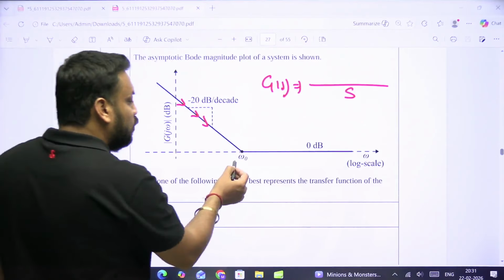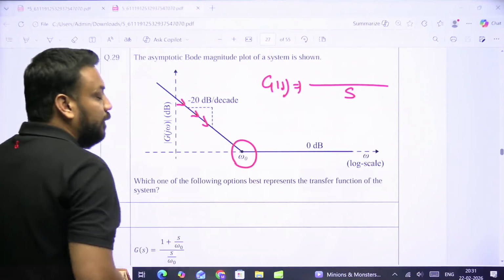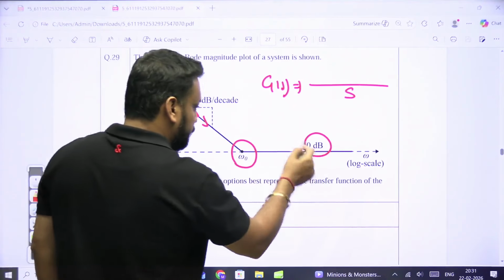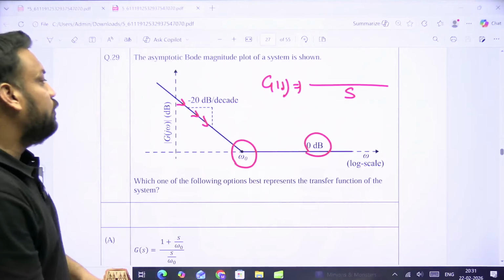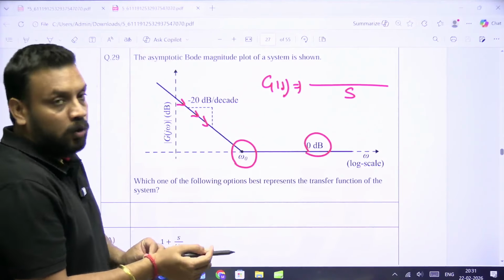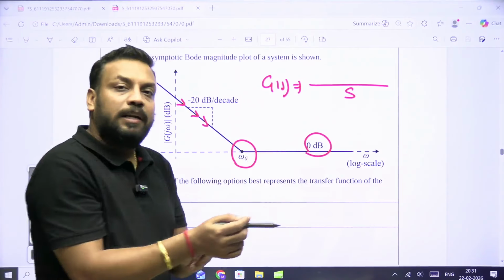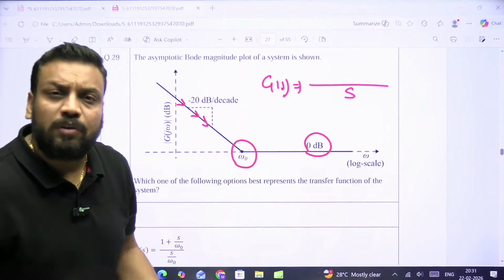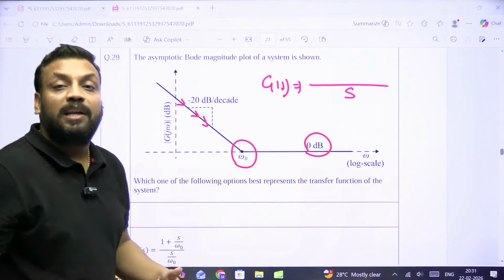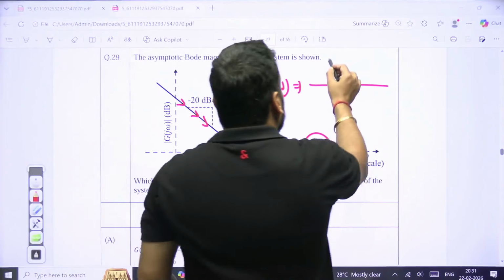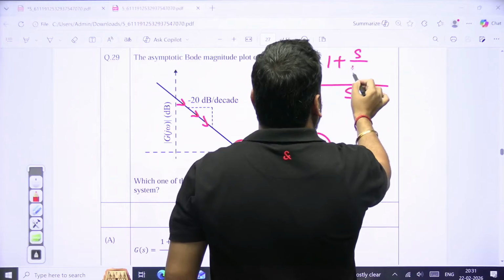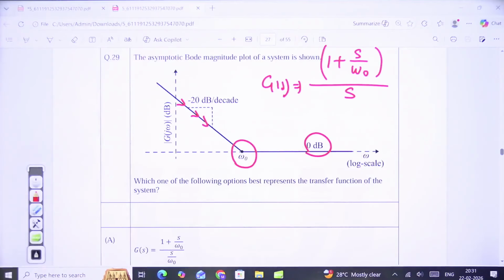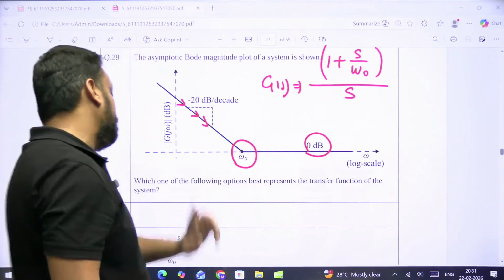Now student, as soon as omega naught frequency will come, there will be a change in slope and the minus 20 slope will become 0 dB. It means what we should do with minus 20 slope so that it will become 0. What should be done to minus 20 dB per decade so that it becomes 0? Now you will say plus 20. Plus 20 means what? Plus 20 means a zero. Zero means we should write in numerator. So shall we write like this 1 plus s upon omega naught? Yes or no? So it means one pole at origin and 1 plus s upon omega naught.